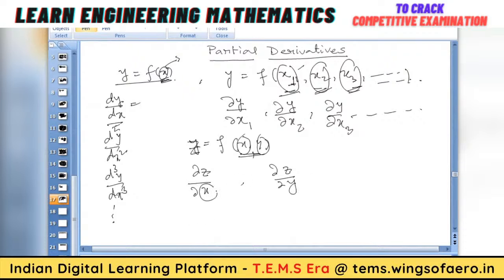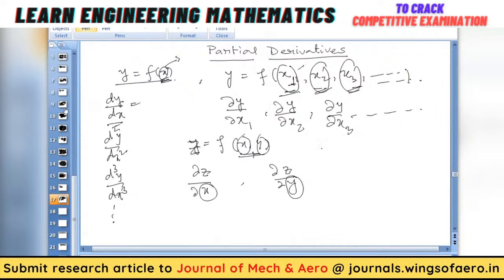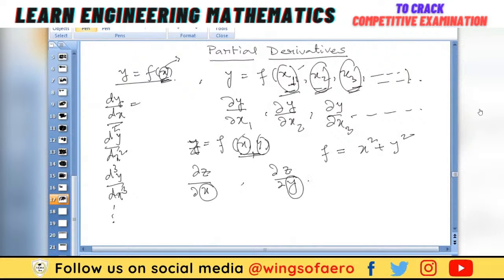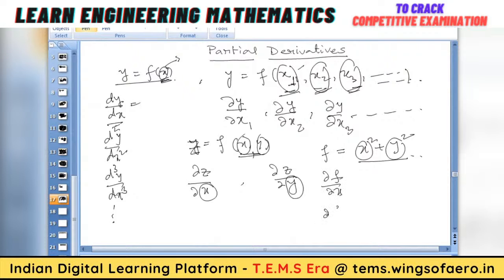When we are taking the derivative with respect to x, y should be constant, and when we are taking it with respect to y, x should be constant. Suppose f equals x square plus y square. This is a function. So how many variables? Two variables are there, x and y. So we will take two derivatives, del f del x and del f del y.